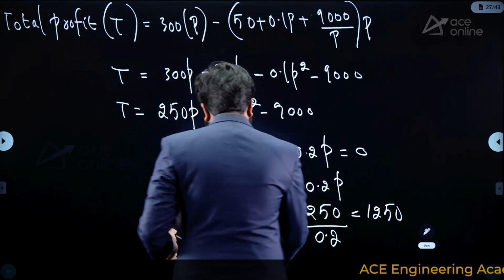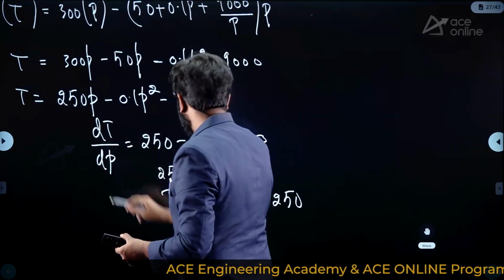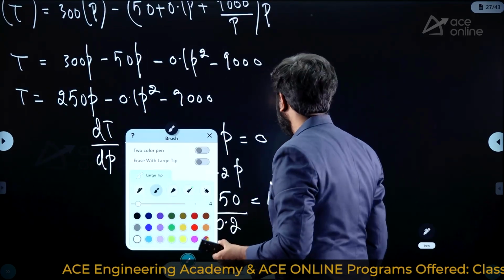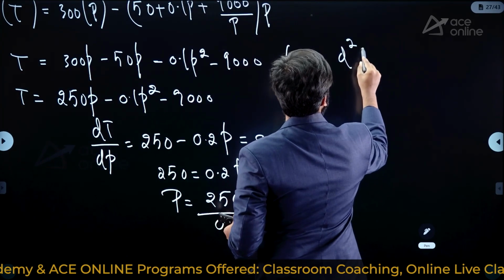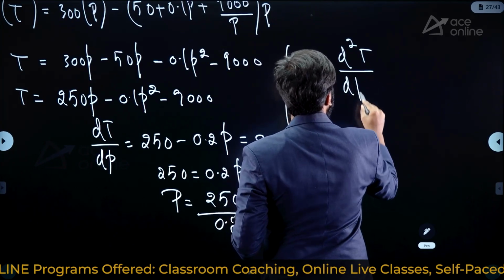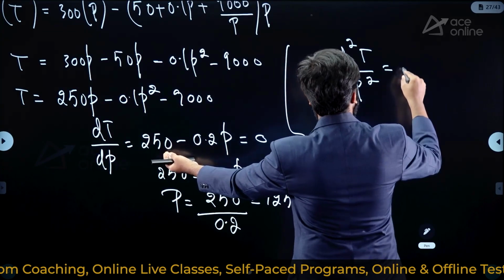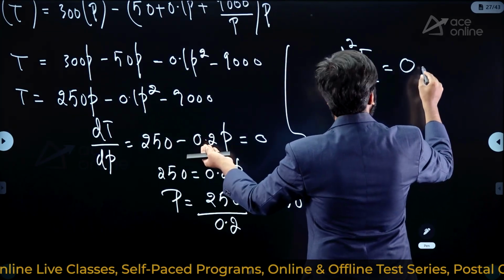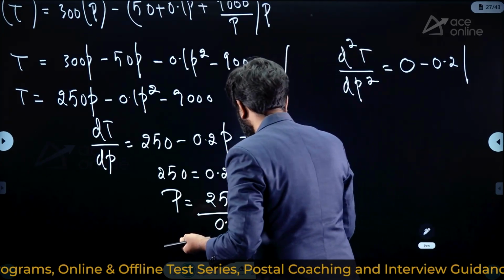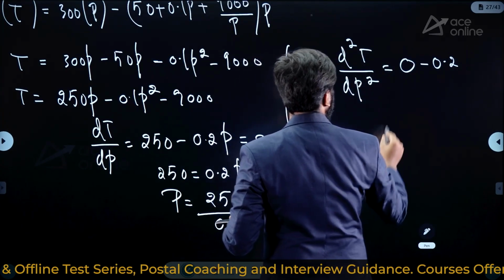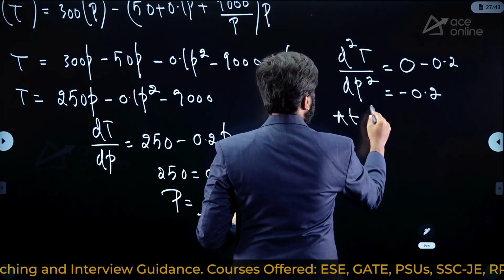Let us find the second derivative to confirm that the profit is maximum whenever p is 1250. So how do you do that? Find the second derivative, d square capital T by dp square. What's the second derivative, students? Here you have the first derivative, take another differentiation. So this is 0 minus 0.2 into 1, so just minus 0.2.